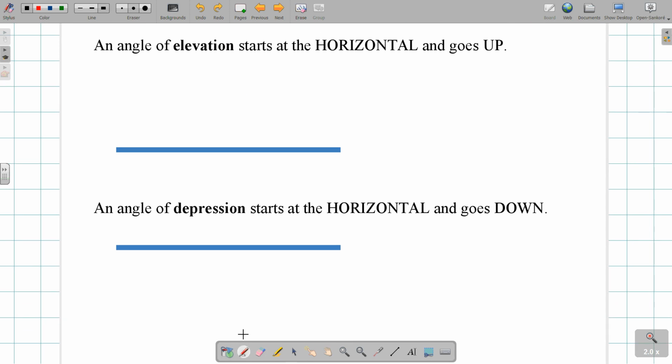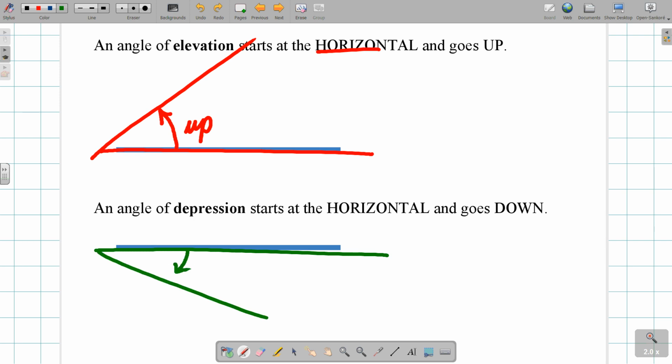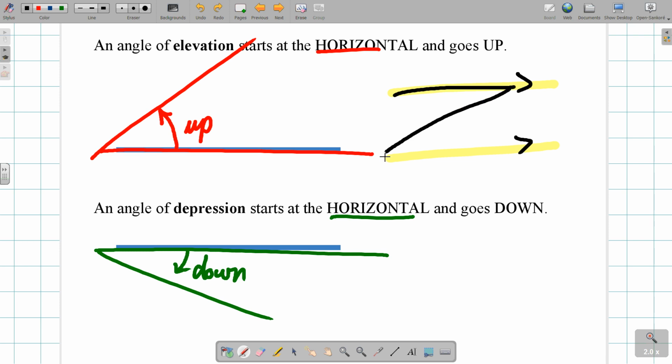Let's recap angle of elevation and depression. Angle of elevation starts at a horizontal and goes upward. Angle of depression starts at a horizontal and goes downward. Key thought is both angle of elevation and depression start at horizontals, which means the vast majority of the time your angle of depression and elevation will be armpits of the Z. This would be your depression, this would be elevation.